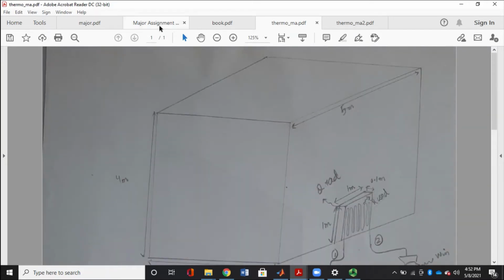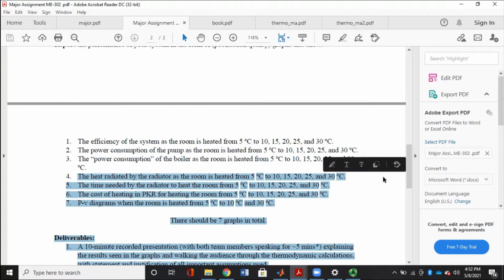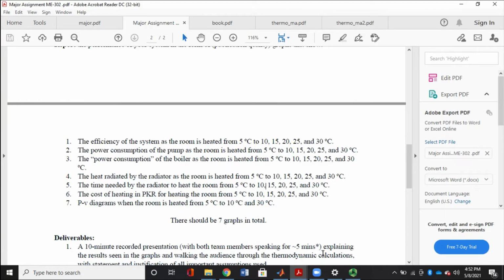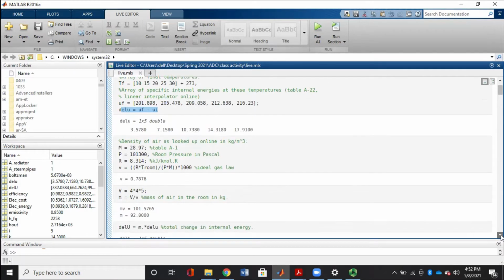First of all, we will be focusing on this part, which is the heat radiated by the radiator as the room is heated from 5 to all of these values. So how do we start? We start with an initial room temperature, which is 5, and we give the specific internal energy at this room temperature, as we have considered our air to be an ideal gas, and we have used table A22 to find this energy. The final temperature is defined, and similarly, specific internal energies are found over here. The difference in internal energy is the del U, but this is again specific, and we need the mass of the air in the room.